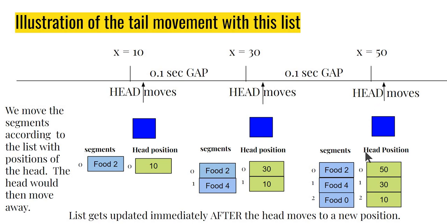Next, when I come here, the list has become 50, 30, 10. Same logic applies. Perhaps this time food 0 has been eaten. That goes to position 2. Notice how the index here is becoming like the clone ID in Scratch. Very interesting. Think through this carefully, and let's go and try to implement this in the code.